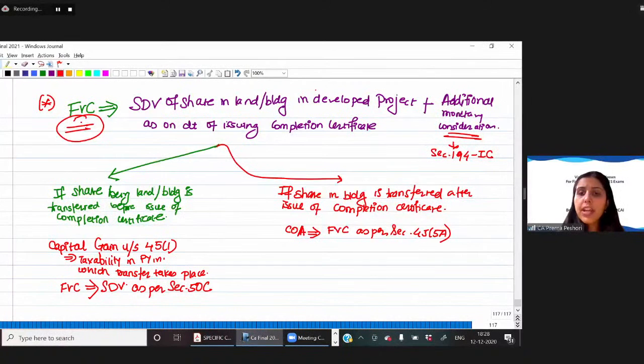Ambika, you're asking, share transferred before COC by the owner to another third party. Is this situation covered here? Yes, that's what I said. That is the situation we have talked about here, right, Ambika? This particular situation, if share or building is transferred before the issue of completion certificate, that is what is covered here. Any other doubts?